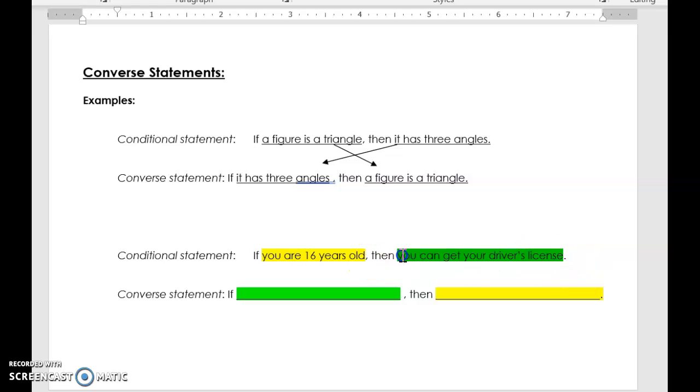So I would, and I'm just going to copy and paste to minimize my typing. And again, guys, I encourage you to use any shortcuts that you can to make your life a little bit easier. And I'm going to take for my converse statement my hypothesis and put it there at the bottom. So if you can get your driver's license, then you are 16 years old.